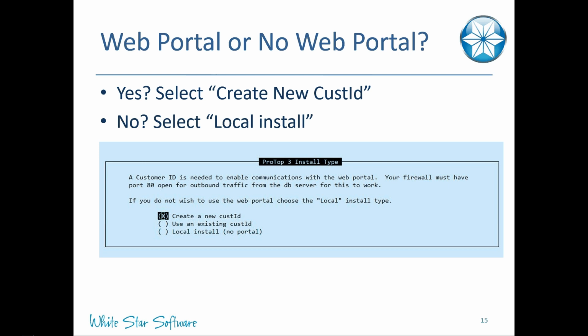If you want access to trend data, you want to upload trend data to the free web portal, ask for a new cust ID. You do have to have the firewall open on HTTP port 80 to demo.wss.com. And if you don't, just pick local install, and then it won't try to do any kind of communications with anyone anywhere. All right? When you do this installation, you'll be given a customer ID, Z1234. We'll email you the username and password to log in, and you can log in.